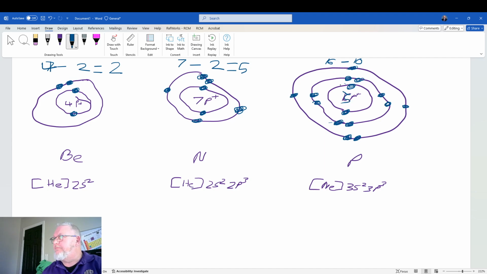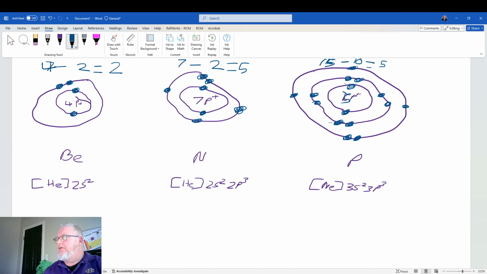I've got 15 positive protons, right? So I've got a positive effect on those 5 valence electrons of 5. Okay, the same as nitrogen.